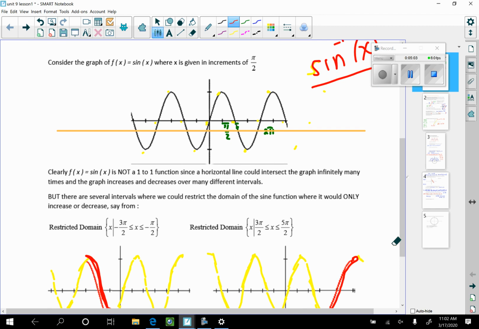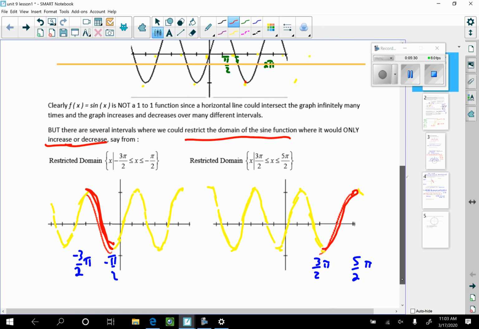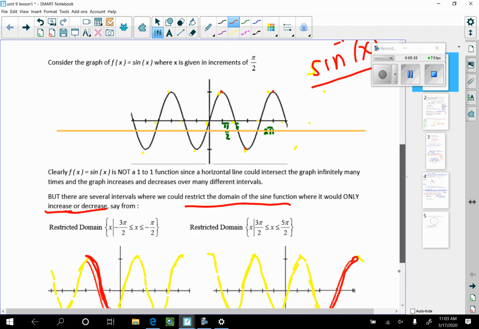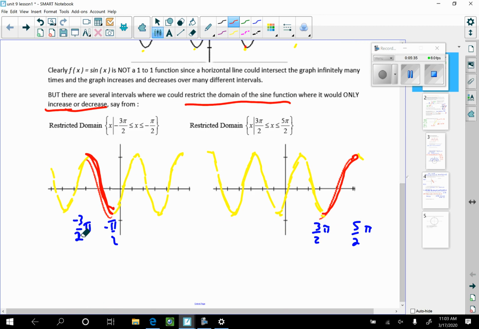Clearly, sine of x is not a one-to-one function since horizontal lines could intersect the graph infinitely many times, as I just demonstrated. The graph increases, decreases, increases, decreases. What we're going to do is restrict the domain of the sine function to where it's only increasing or only decreasing. And the first interval that we're going to restrict it to is this one right here, from -3 pi over 2 to -pi over 2.